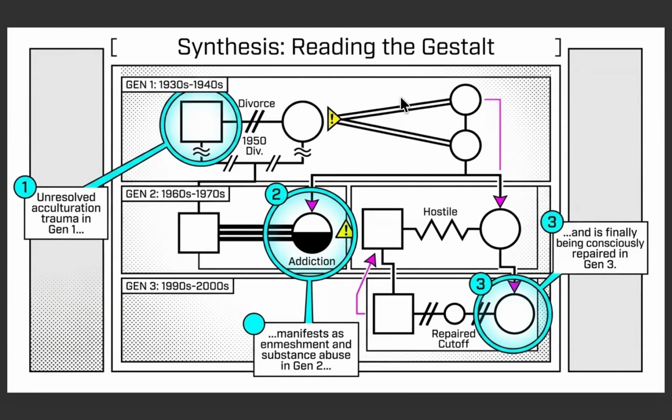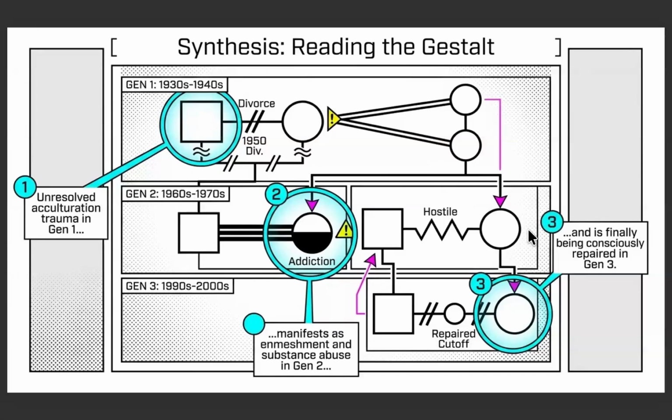There maybe were twins. Unresolved acculturation trauma is what this would represent. Here, in number two, we have an addiction. Here, there's a fusion between a husband and the partner, and the partner is addicted, and there's a fusion in between them. They're too close.